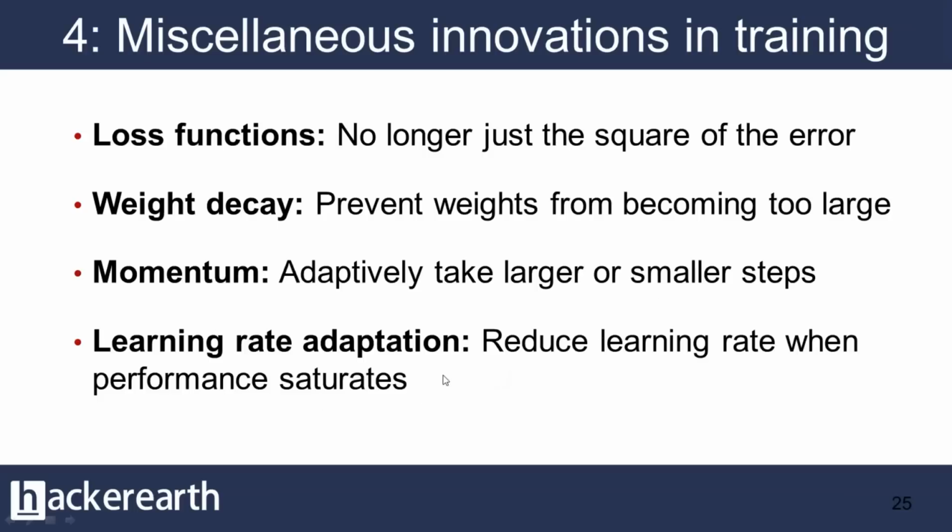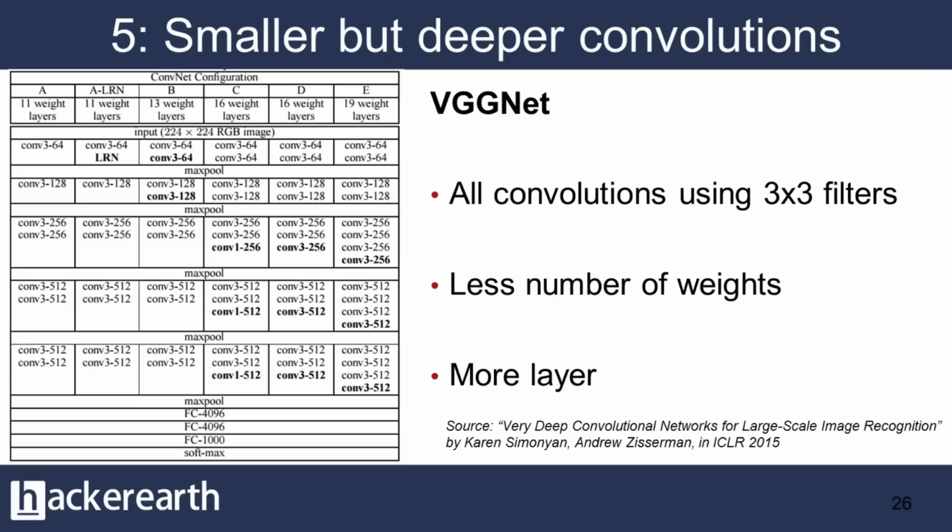And then learning rate adaptation. What learning rate adaptation is that you reduce the learning rate when your performance saturates. If your loss function is not going very low, then you reduce your learning rate.